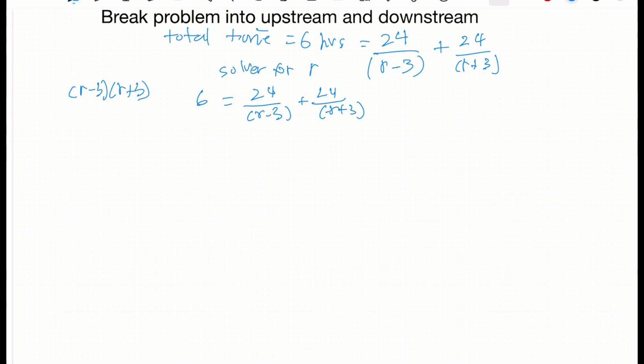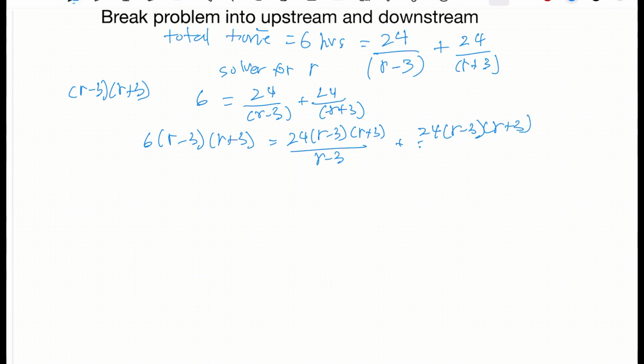So on the left-hand side, we're going to get 6 times r minus 3 times r plus 3 is equal to 24 times r minus 3 times r plus 3 divided by r minus 3, plus 24 times r minus 3 times r plus 3 divided by r plus 3. Now terms are going to cancel out.